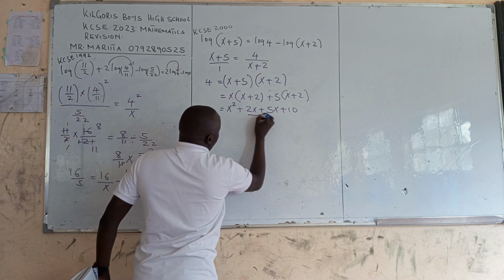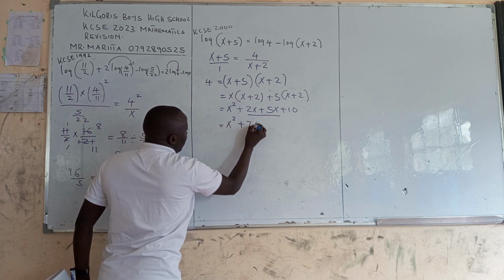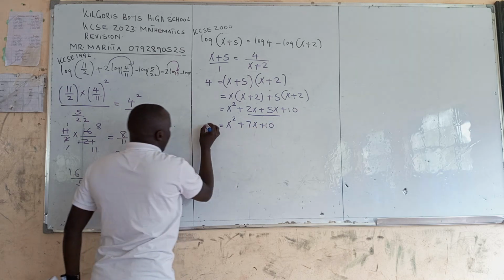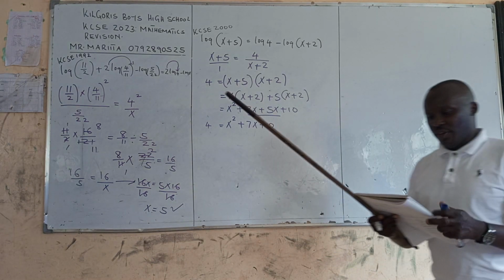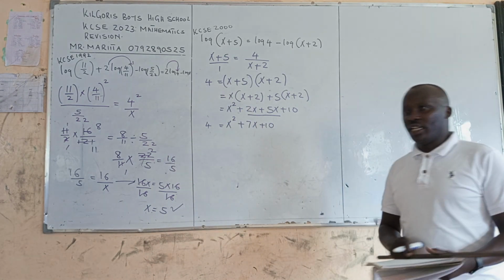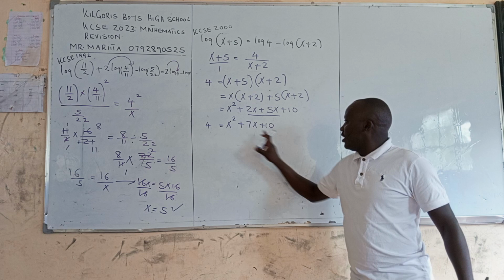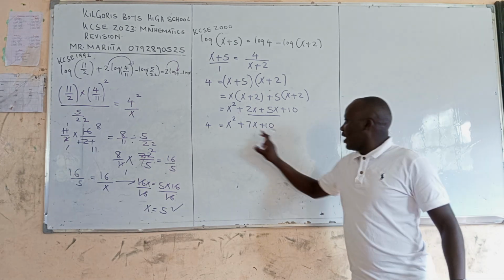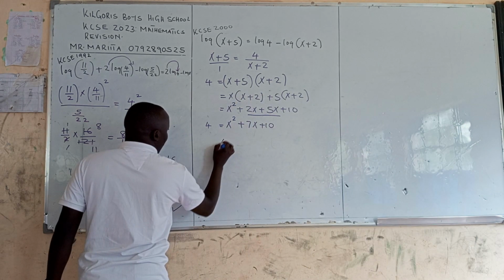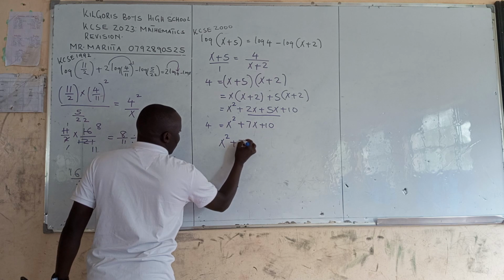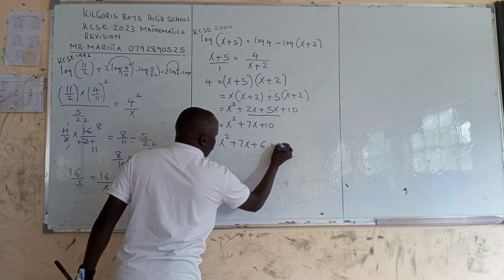So we can work out this one here. We have x squared, plus 7x, plus 10, and of course this is equivalent to 4. So we can form the quadratic equation from here. We have 10 minus 4, which remains with 6, and on this side we remain with 0. So we have x squared plus 7x plus 6, which is equivalent to 0.